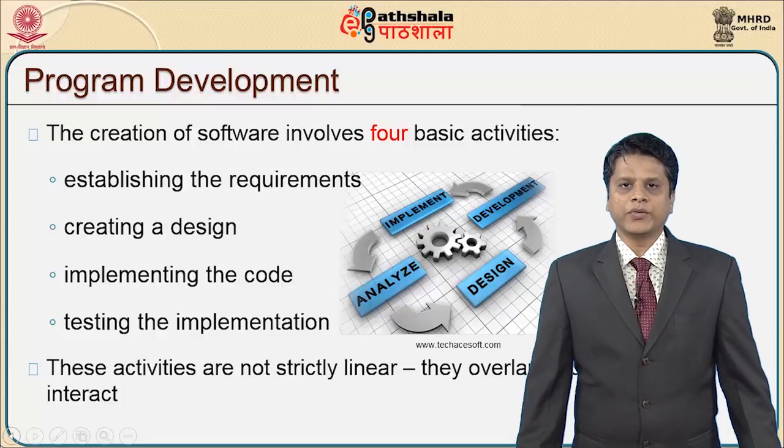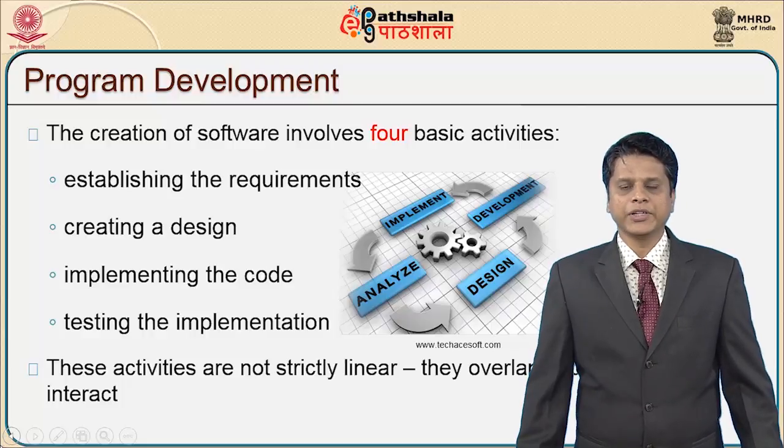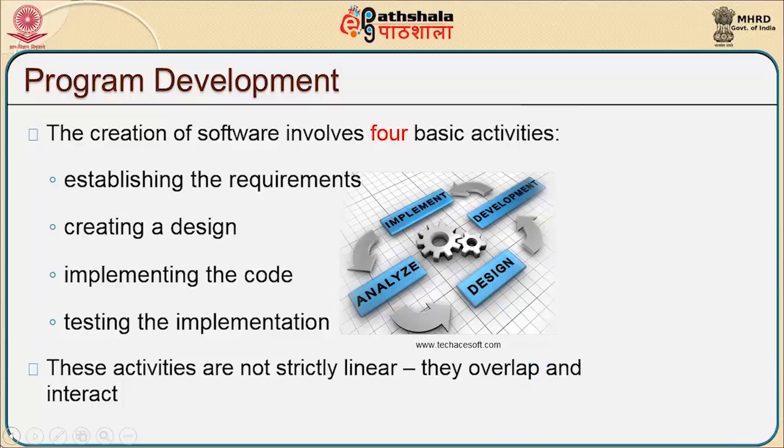When we want to study the entire software development lifecycle, the creation of software basically involves 4 steps. One is establishing the requirements, which is the analysis phase; creating a design, which is the design phase; implementing the code, which is the development phase; and testing the implementation, which is the testing phase. These activities are not strictly linear; they can sometimes overlap or interact with each other.